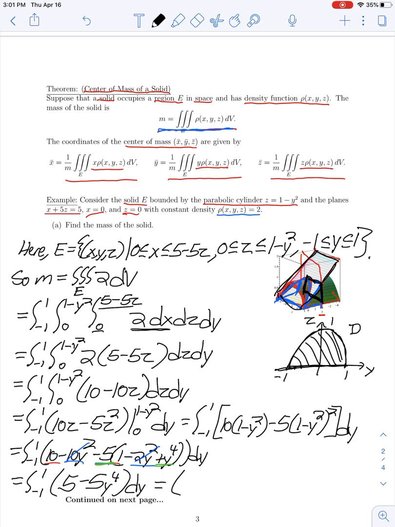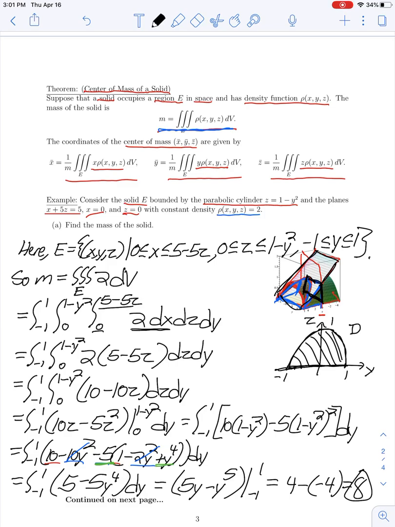So our antiderivative with respect to y gives us 5y minus y to the fifth from -1 to 1. So evaluating at 1, we have 5 minus 1, which is 4, minus evaluating at -1, we have -5 plus 1, so subtracting a -4 leaves us with 8 for the mass of this solid.